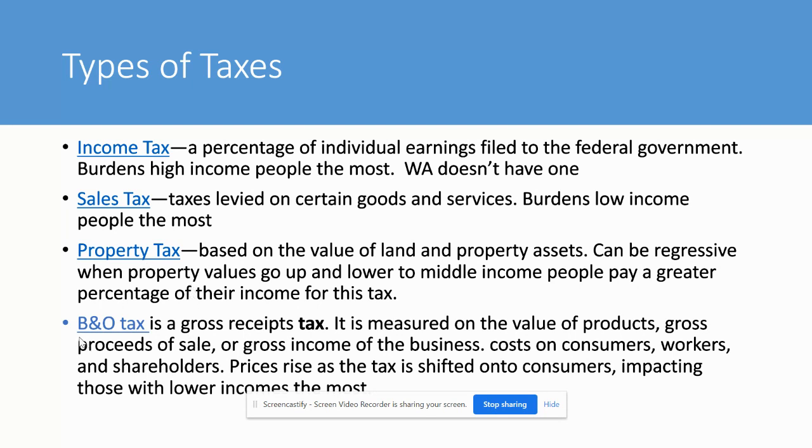The final one is called a B&O tax. This is a business and, I believe, organization tax, but I actually don't know. B&O taxes are taxes on businesses. So these come in different forms. You could tax a business for how many employees they have, for how much output they produce, for how many materials they use, but any sort of tax on a business is generally a B&O tax.